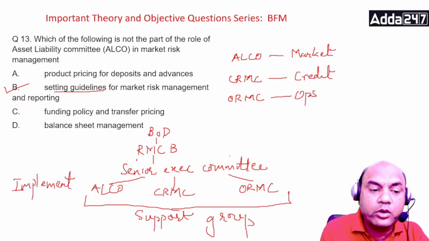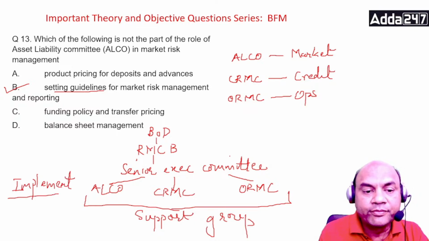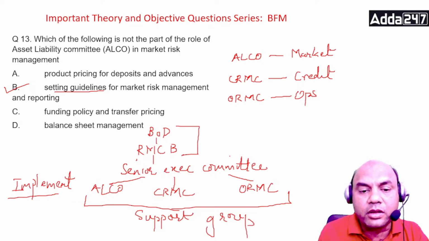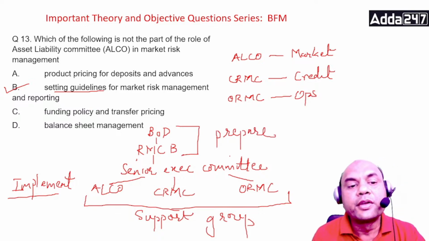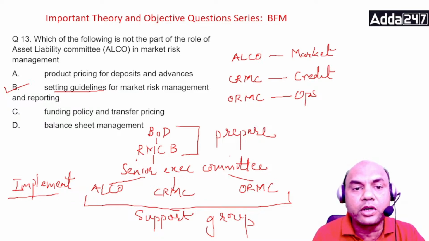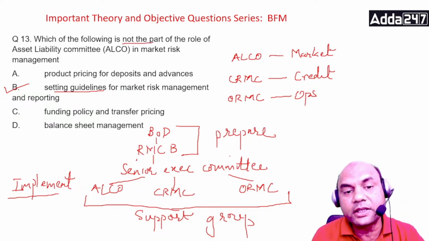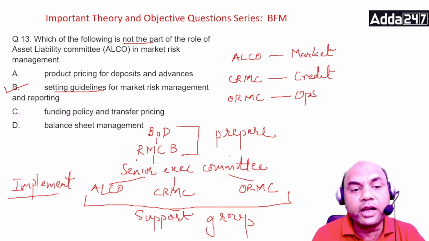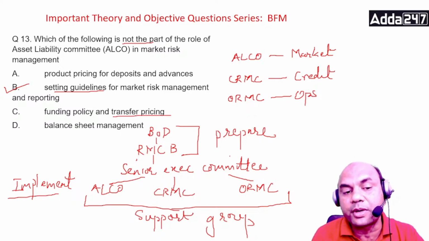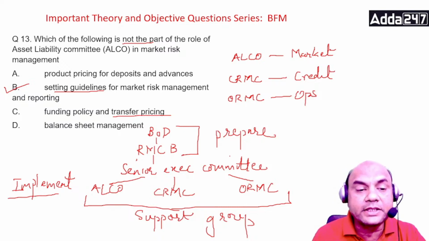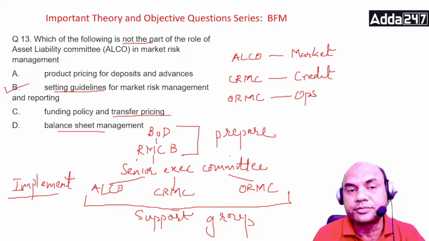They are not there to prepare the guidelines. Guidelines are prepared over here. Product pricing of advances is not their job. Product pricing is the job of ALCO. Funding policy and transfer pricing are the main jobs of ALCO. Balance sheet management is also a job of ALCO.